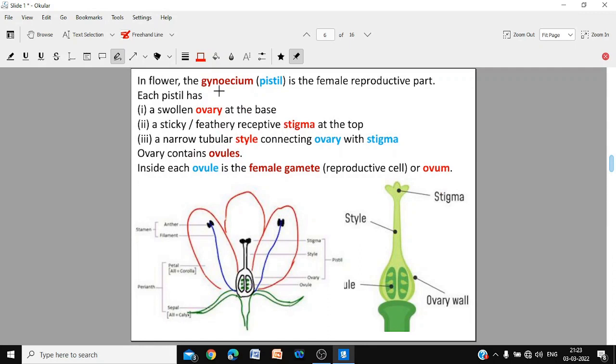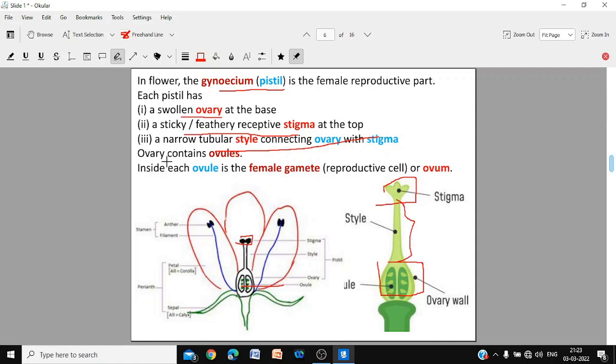In a flower, the gynoecium or pistil is the female part. Each pistil has a swollen ovary at the base. This is the swollen ovary. A sticky or feathery receptive stigma. This is the stigma, sticky or feathery at the top. And a narrow tubular style connecting the two. This is the style which connects the stigma and the ovary.